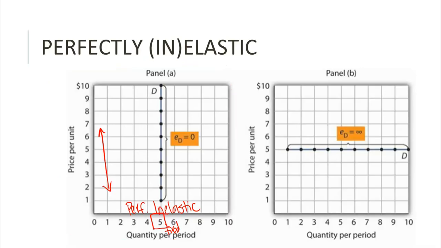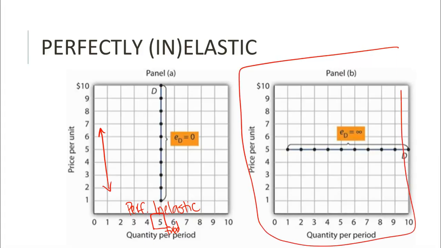Over on this other graph on the right, this is where it would be perfectly elastic. In this case, we have a fixed price, and then the quantity can increase or decrease. We're actually going to see this when we go into our chapter about perfect competition. And while we're still going to have a normal demand curve for the market, the demand curve for each individual firm is going to be horizontal.